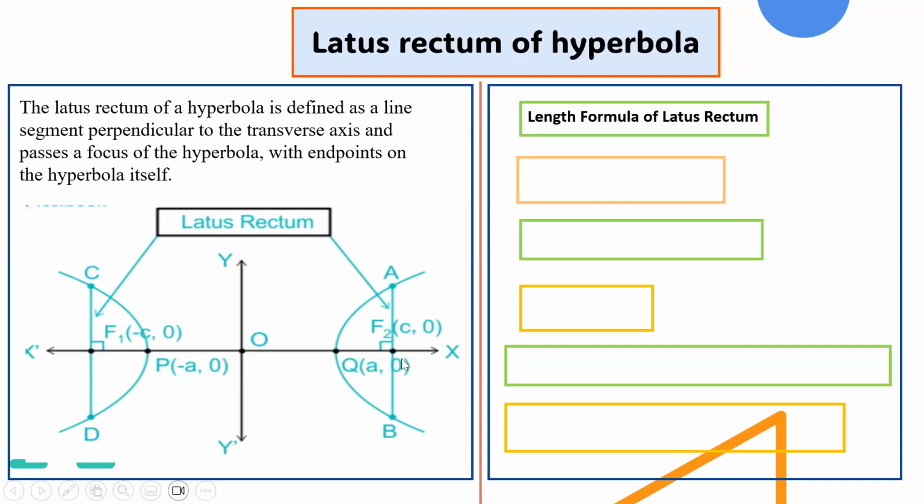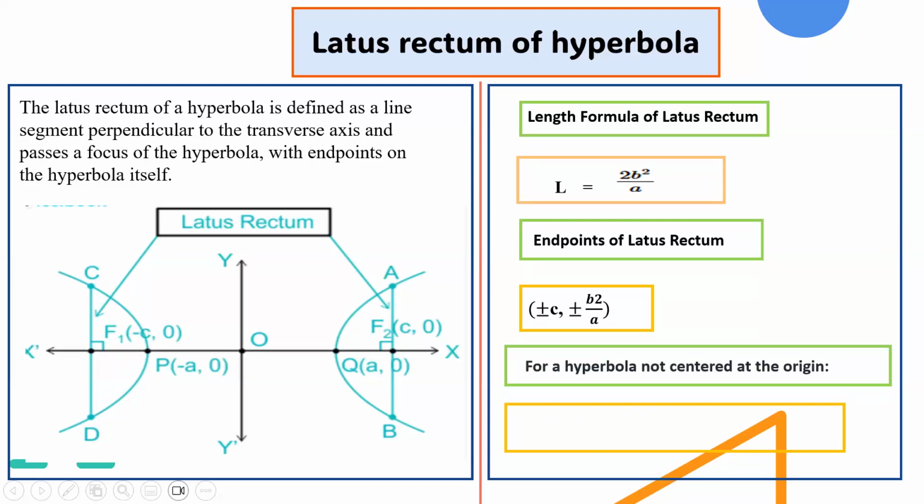Next slide. We are going to look at the length formula on how to calculate the latus rectum. We'll be using this formula here, 2b squared over A. For the endpoints, we have positive or negative C. What is C? C is the focus, plus or minus b squared over A.